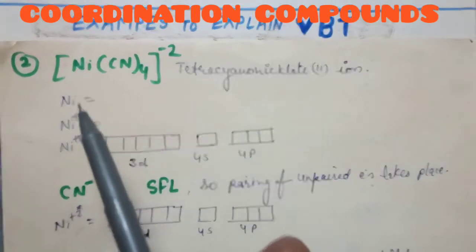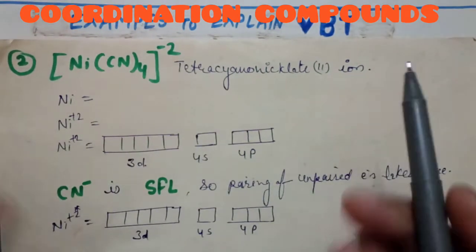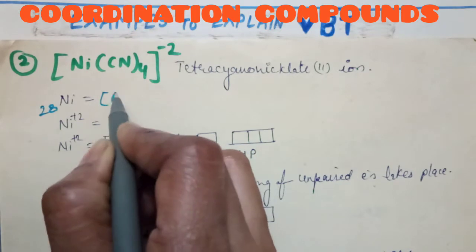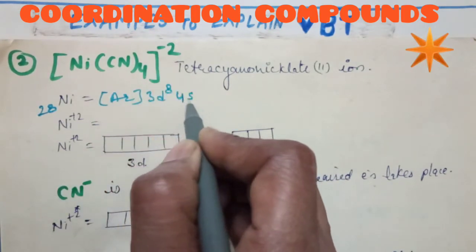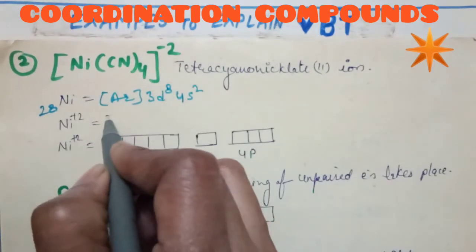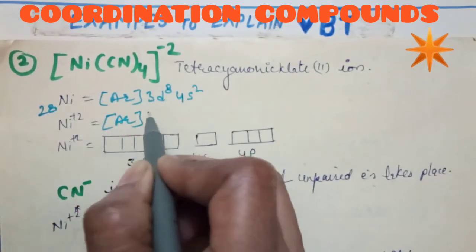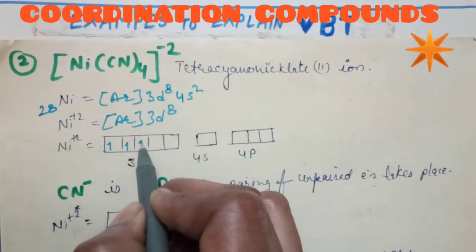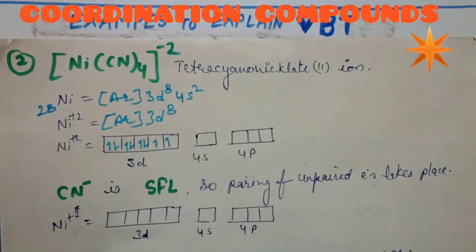The example is [Ni(CN)4]2-, which means tetracyanonickelate(II) ion. Here the oxidation state of Ni is +2 and the electronic configuration of Ni is the same, 3d8 4s2. The 4s2 electrons are removed in oxidation number +2, giving Ar 3d8. The 8 electrons are 1, 2, 3, 4, 5, 6, 7 and 8. This is the spin of the electrons.